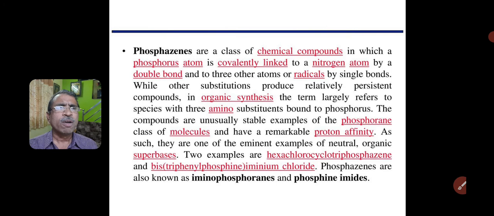They are examples of the phosphorane class of molecules and have a remarkable proton affinity. As such, they are among the eminent examples of neutral organic superbases. Two examples are hexachlorocyclotriphosphazene and bis(triphenylphosphine)iminium chloride. Phosphazenes are also known as iminophosphoranes and phosphine imides.